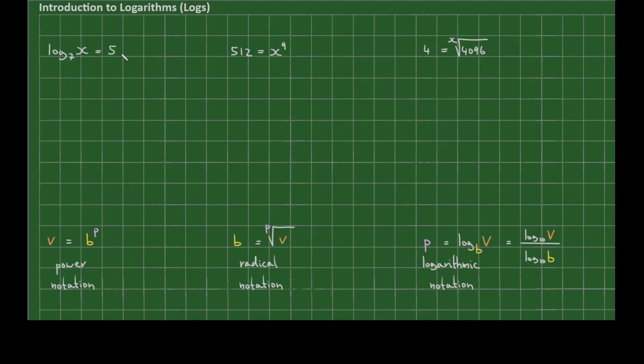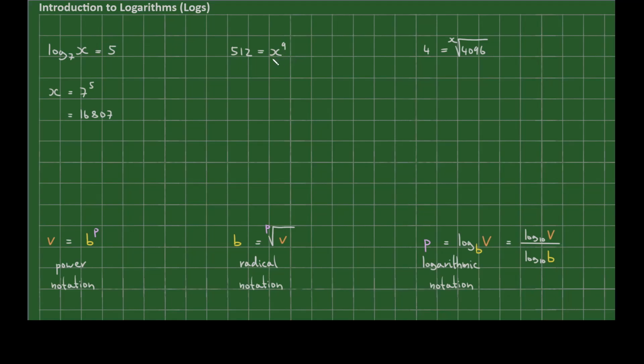In the first case, we have log to base 7 of a value x gives 5. So, in this case, the value is the unknown, which means I'm going to use power notation. X equals 7, the base, to the power of 5. And if I use my trusty calculator, 7 to the power of 5 is 16,807.